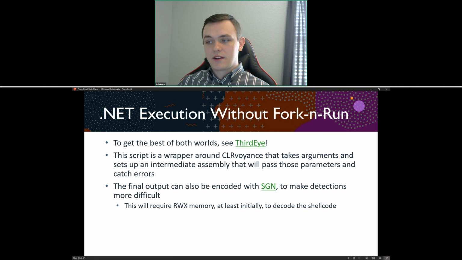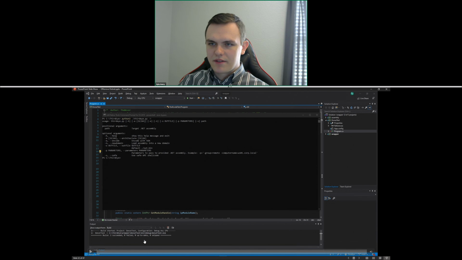You can encode the shellcode with SGN as part of the tool as well, and that's a really good shellcode encoder that I've had good luck with. But the problem with that is that you do have to use RWX memory, at least initially, while SGN is running. So that's a consideration you can make as well. But yeah, I've got a quick demo of Third Eye here.